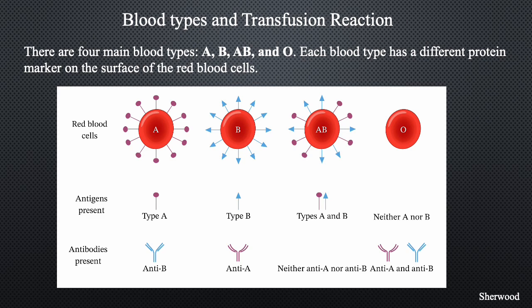We can definitely say there are 4 main blood types: A, B, AB, and O. Each blood type has a different protein marker on the surface of the red blood cells. A transfusion reaction occurs when a person is given blood that has a different protein marker than their own. The body identifies the protein marker as a foreign substance and mounts an immune response. This can cause a severe reaction that can lead to death.